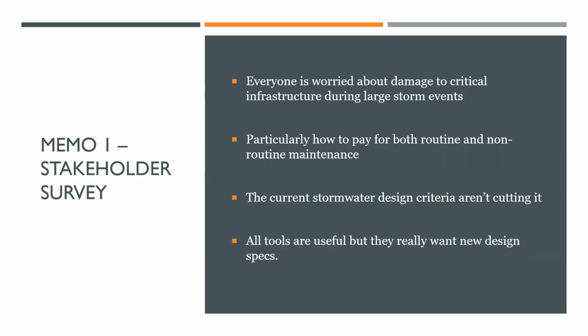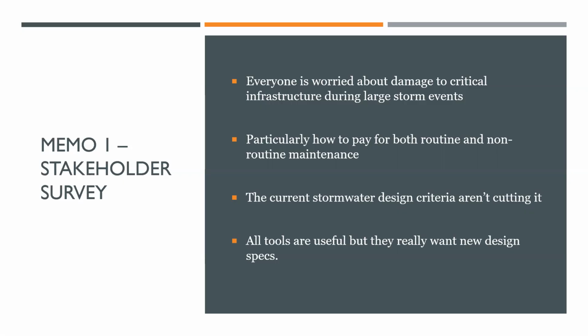And so basically, I don't think a lot of these takeaways are super surprising, but everyone is really most worried about damage to critical infrastructure during large storm events. So transportation infrastructure, sewer lines, water lines, things like that. Obviously balancing the cost of doing repairs as well as routine maintenance comes up quite a bit as well. There is a general feeling that the stormwater design criteria aren't doing enough to deal with the changing precipitation patterns.